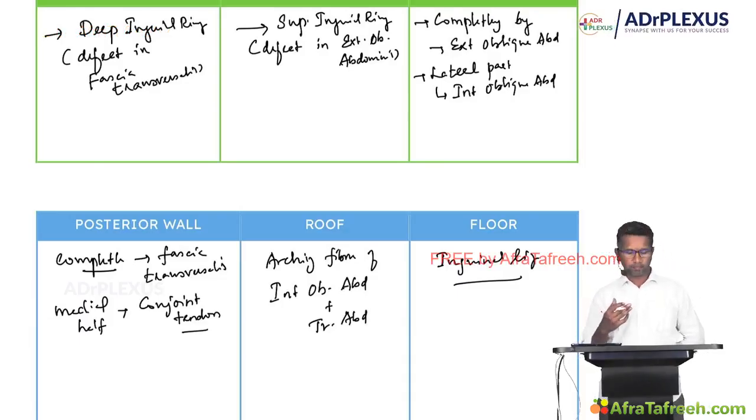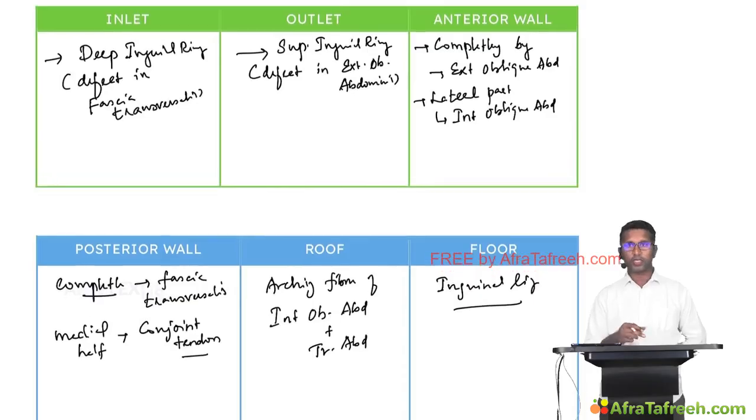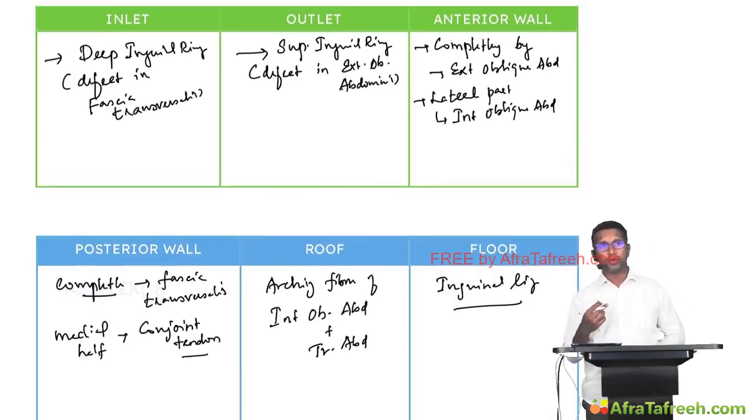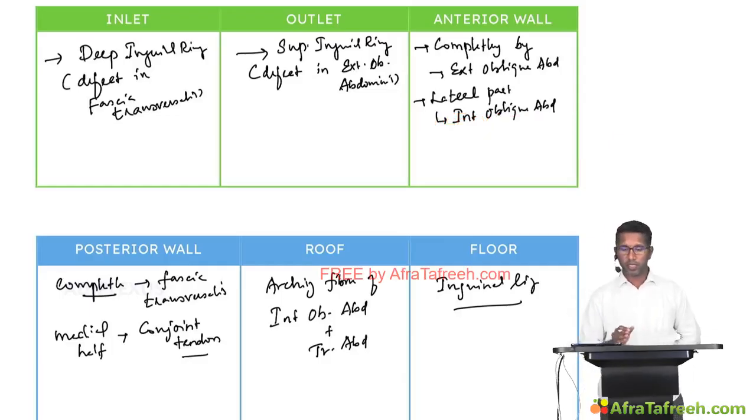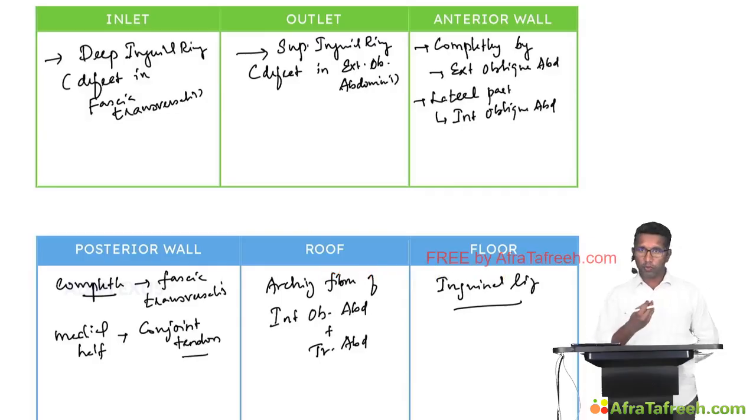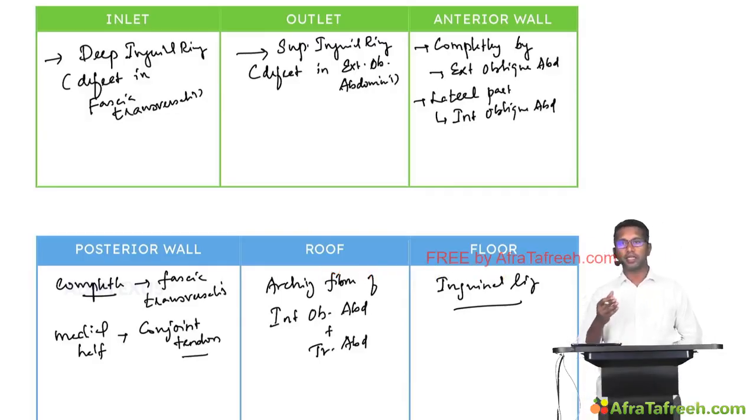See, the inguinal canal is a passage connecting the deep ring with the superficial inguinal ring. So it is a passage which connects the defect in the fascia transversalis with a defect in the external oblique abdominis muscle. Whenever there is a defect in the anterior abdominal wall, the structures within the abdomen can come out through this area, resulting in hernias.